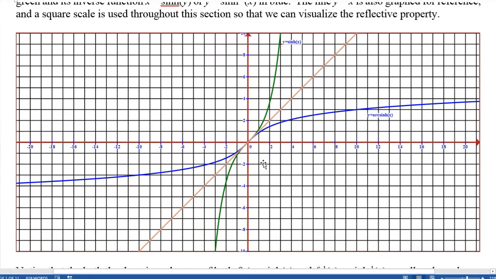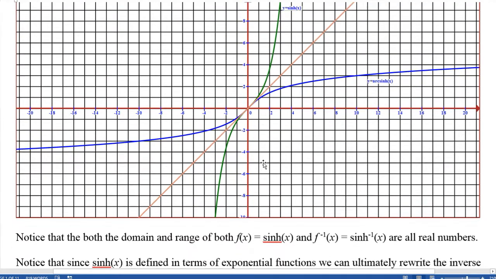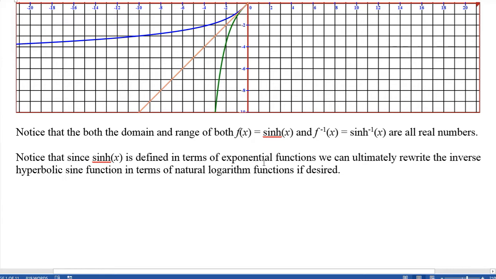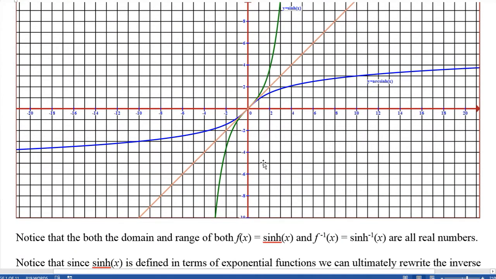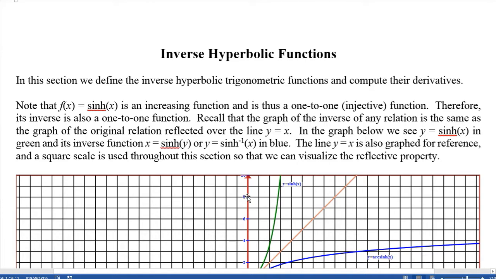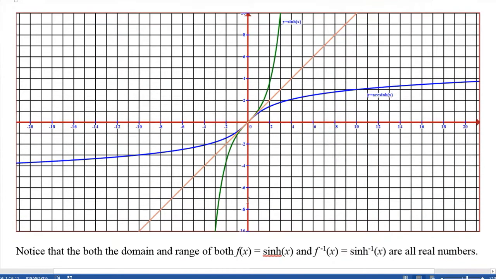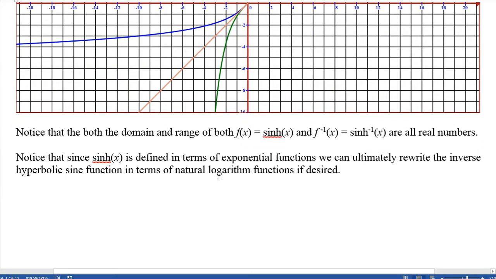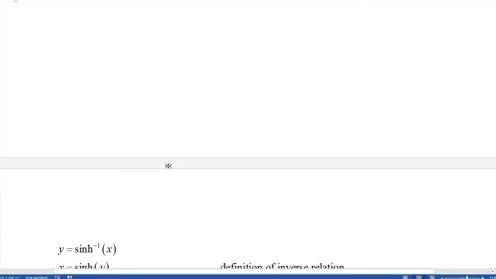Again, notice for both of these functions, the domain is all real numbers. Now it turns out that there's another way to write these. Remember, sinh of x is e to the x minus e to the minus x all over 2, written in terms of exponentials. It turns out we can write the inverse hyperbolic sine function in terms of natural logarithms, and let me show you how to do that.